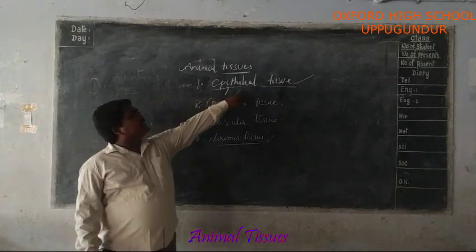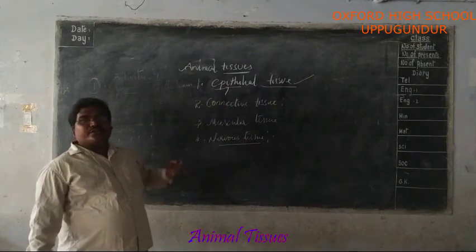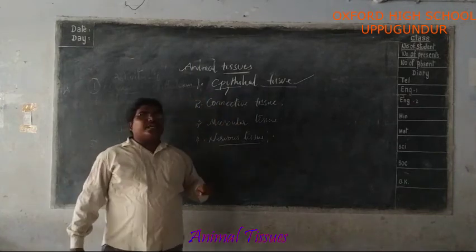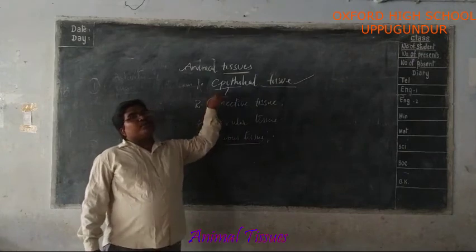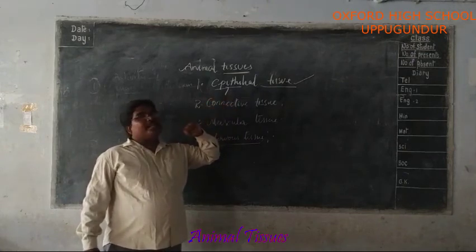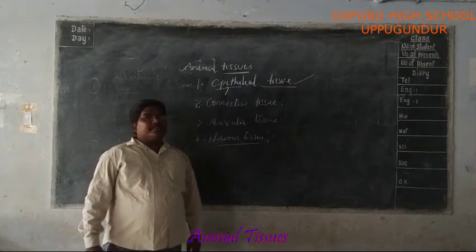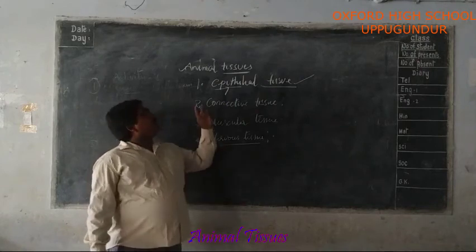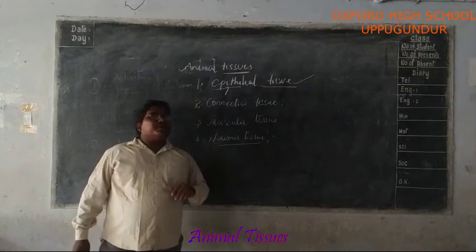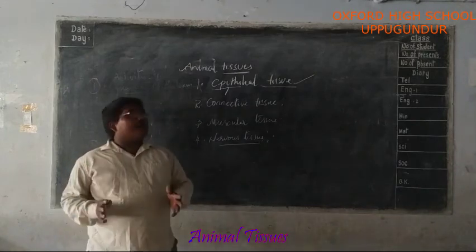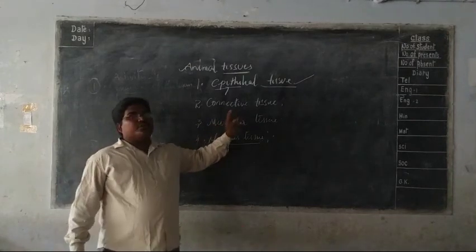We have already discussed epithelial tissues. The types of epithelial tissues are squamous epithelium, stratified squamous epithelium, cuboidal epithelium and columnar epithelium. Okay, this is about epithelial tissue. Now I am going to explain another type of tissue, that is connective tissue.